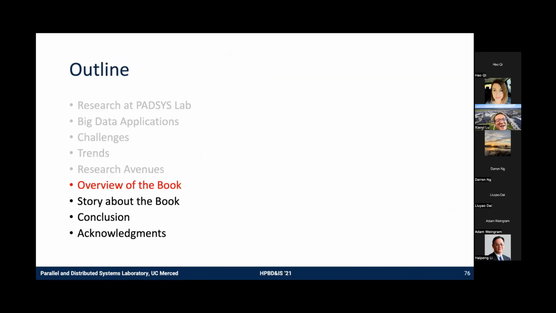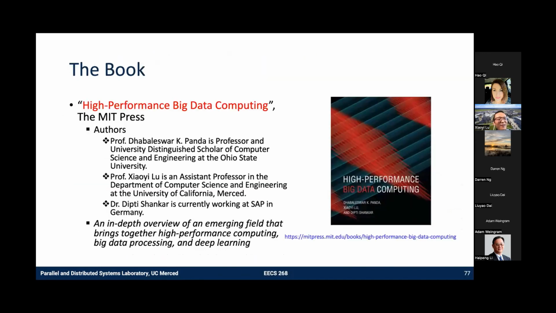Okay, so now let's quickly give an overview of the book. In this book, called High Performance Big Data Computing, I think you probably already understand a little bit of what I said. If you have more interest, you can read this book. Basically, this book tries to provide an in-depth overview of an emerging field that brings together high-performance computing, big data processing, and deep learning solutions together.